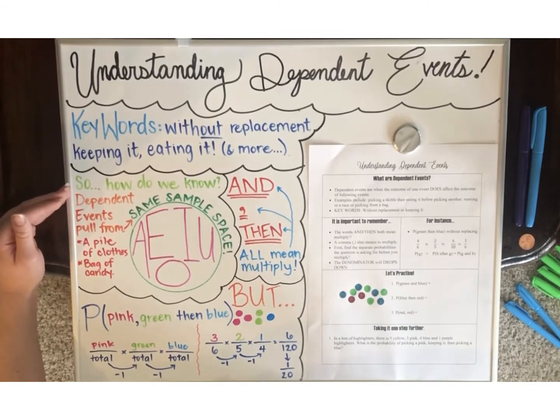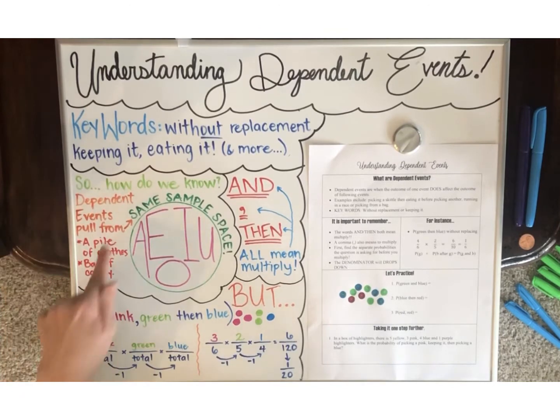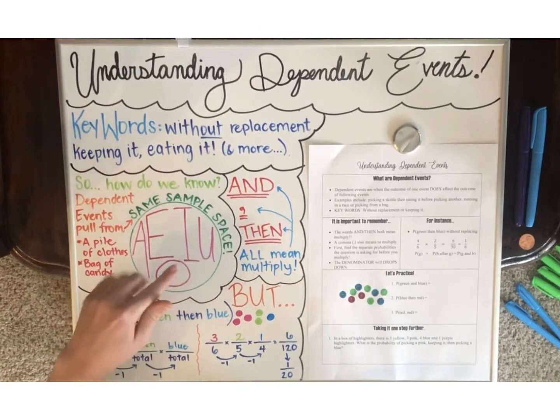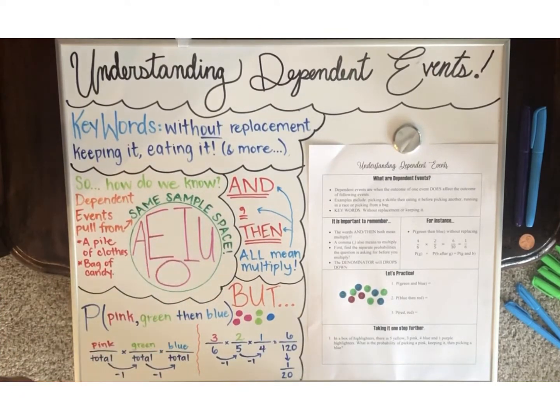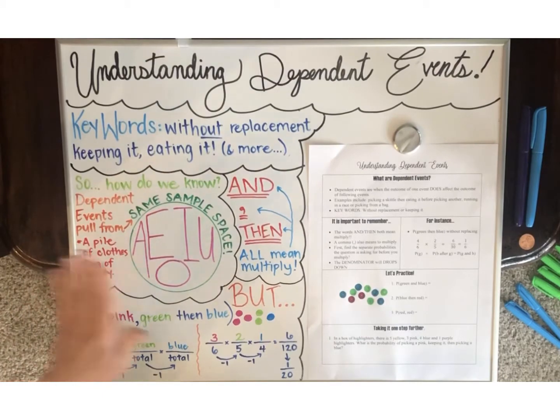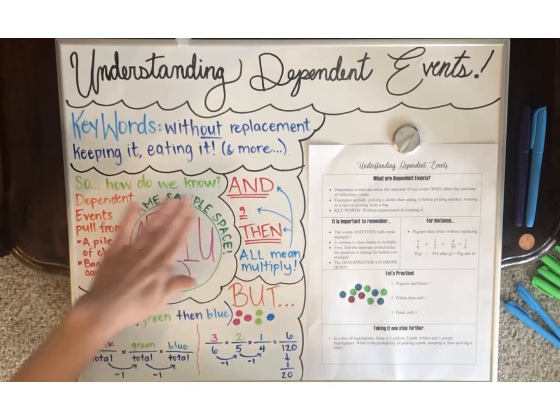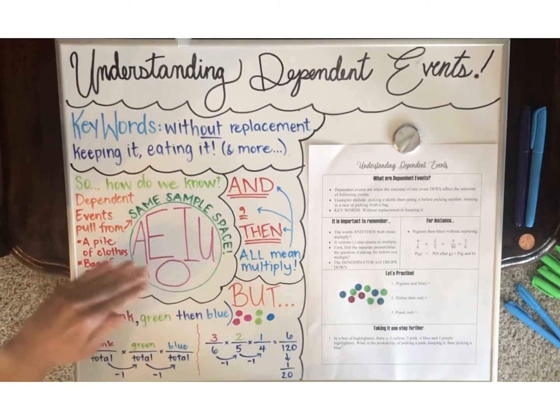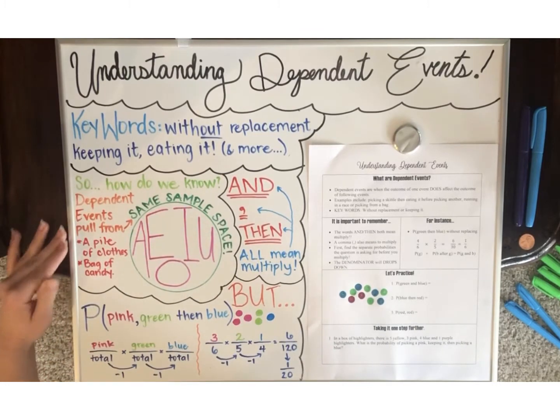So how do we know that it's a dependent event? Dependent events are going to pull from the same sample space because you're having to remove something from the circle without putting it back. And that is what makes it affect the next event, because you've changed what you have as a choice. Okay? Things to think about, it's like if you were pulling from a pile of clothes or a bag of candy. Remember back to our Skittles lab, all right?